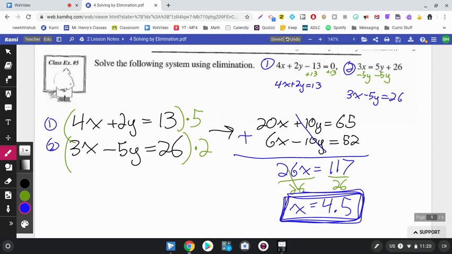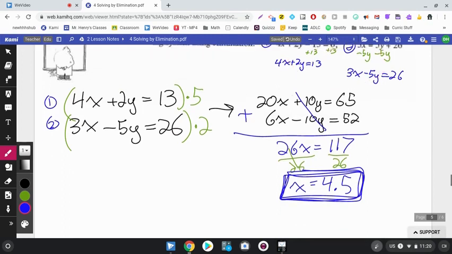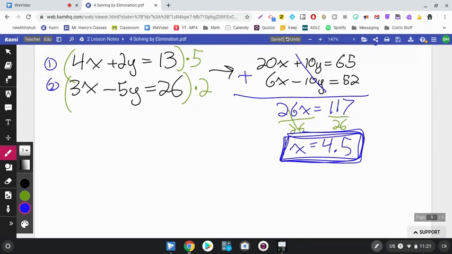From here, it was the same as a normal solve. I just had to rearrange first. And now I proceed like normal. I have your x value. I got to choose. Do I go back into equation 1? Do I go back into equation 2? Doesn't matter. I'm picking equation 1 again because the numbers are smaller. You could pick equation 2 if you wanted.